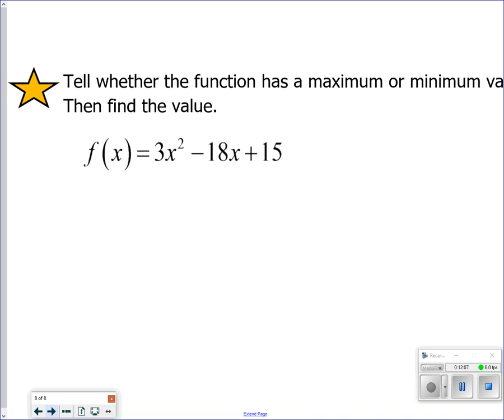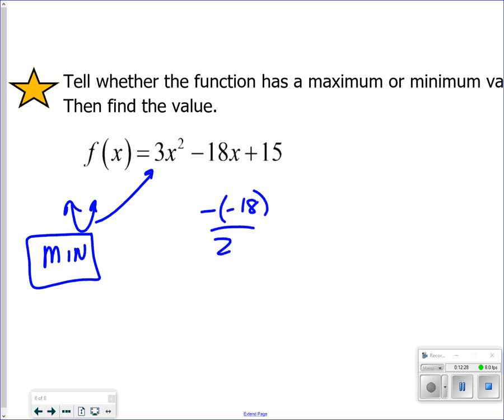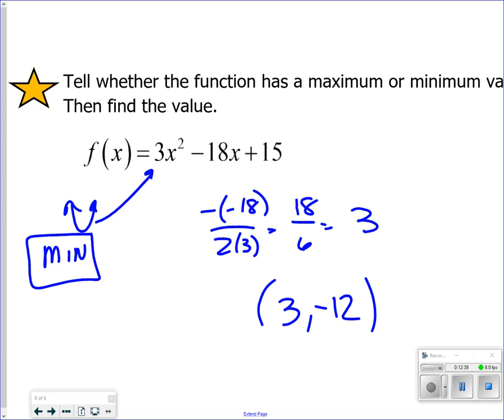Hit the pause button. You try this. Tell whether the function has a maximum or minimum, then find the maximum or minimum value. All right, welcome back. So we got an upward parabola because the a value is positive, therefore having a minimum. So there's the first answer, minimum. Now, negative b over 2a. So I get 3. Plug 3 back in. Negative 12. So the minimum value, even though the vertex is at 3, negative 12, the minimum value is at negative 12.